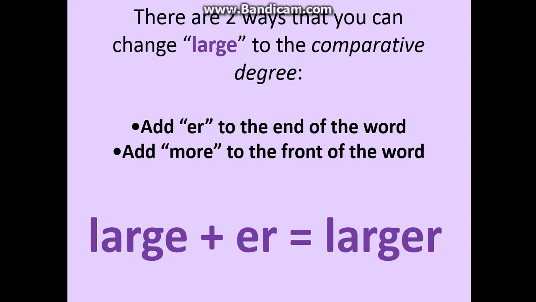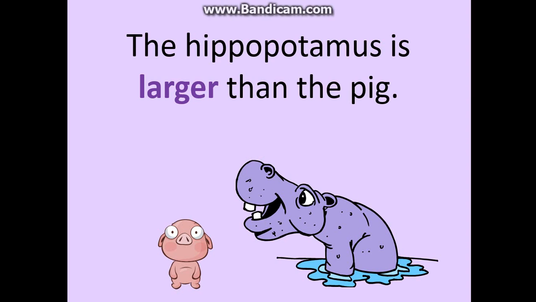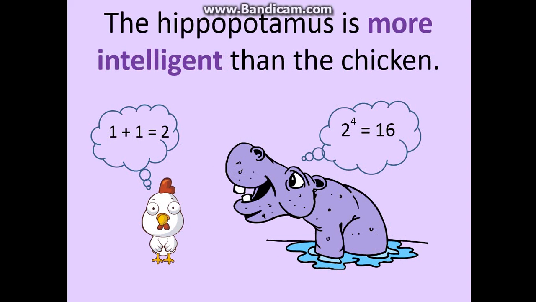For example, I will explain with a picture. Here, we use larger. We will say that the hippopotamus is larger than the pig, so the sentence will be: the hippopotamus is larger than the pig. This is for example when the word is more than two syllables. Intelligent is from four syllables, and the sentence will be: the hippopotamus is more intelligent than the chicken.